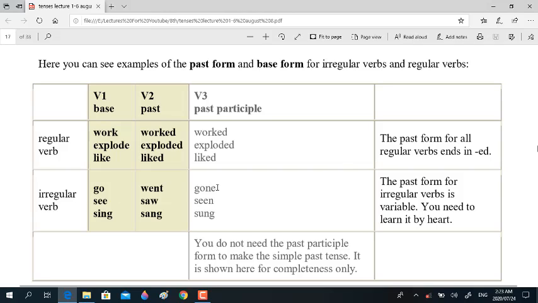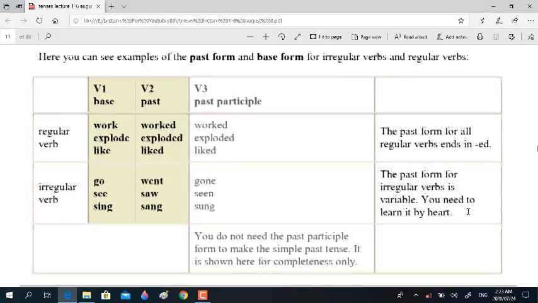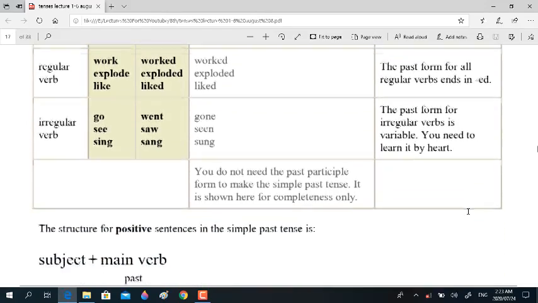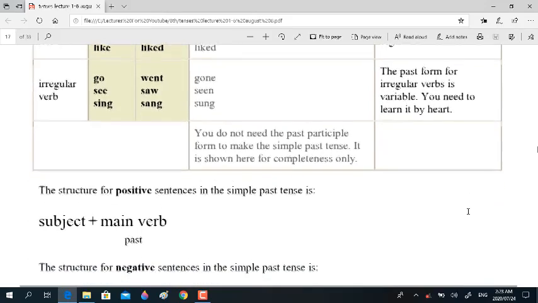Irregular verbs: go, went, gone. No regularity is there. No systematic formation is there, right? See, saw, seen, sing, sang, sung. The past form for irregular verbs is variable, changeable. We need to learn it by heart. We need to memorize them.